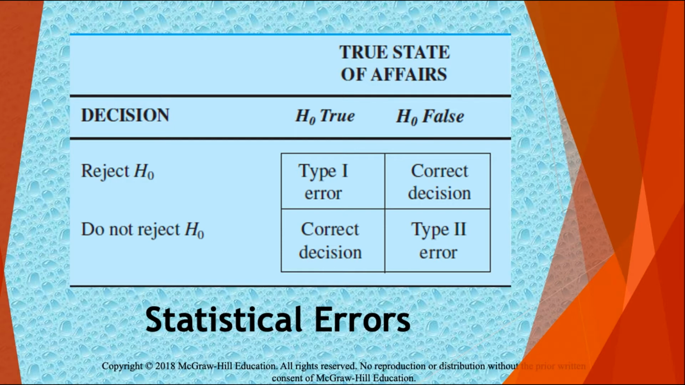Ideally, you would like to minimize the probability of making either a type 1 or type 2 error. Unfortunately, some of the things that you can do to minimize type 1 error actually increase the probability of type 2 error, and vice versa.